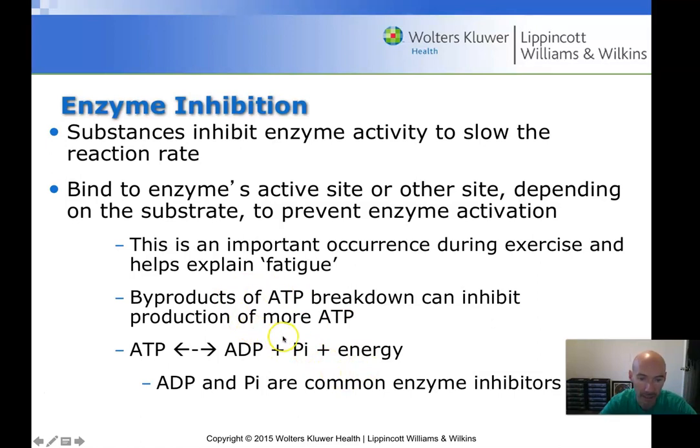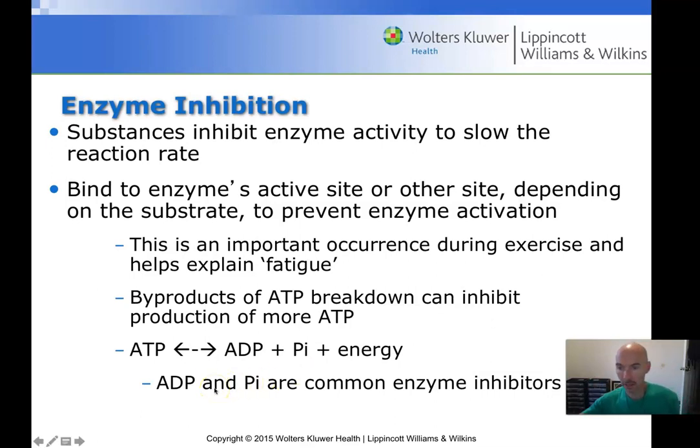So what happens is as these two byproducts, ADP and inorganic phosphate, accumulate, they start to inhibit the enzymes that allow us to produce more ATP, okay? And what would that do? Well, that would slow ATP production down, okay? So if I'm running, let's say 10 miles, and I'm at mile 8, I've been exercising now for 30 to 40 minutes, right?